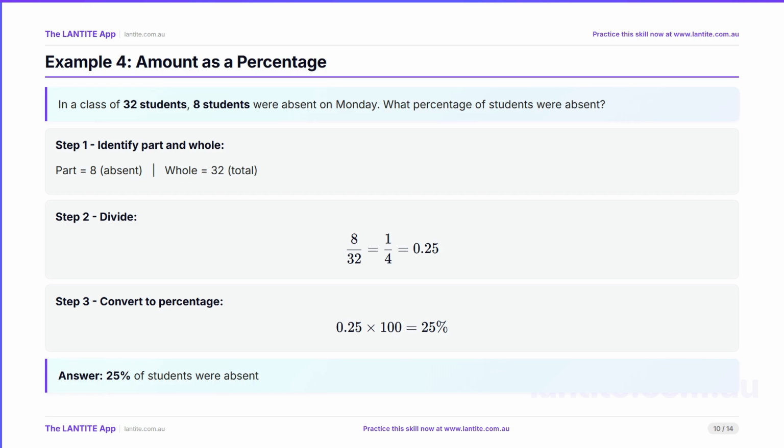Let's practice this with a LANTITE-style question. In a class of 32 students, 8 were absent on Monday. What percentage were absent? Step 1. Identify the part and the whole. The part is 8 absent students and the whole is 32 total students. Step 2. Divide 8 by 32. You might simplify the fraction first. 8 over 32 equals 1/4, which is 0.25. Step 3. Multiply by 100 to get 25%. So 25% of students were absent.